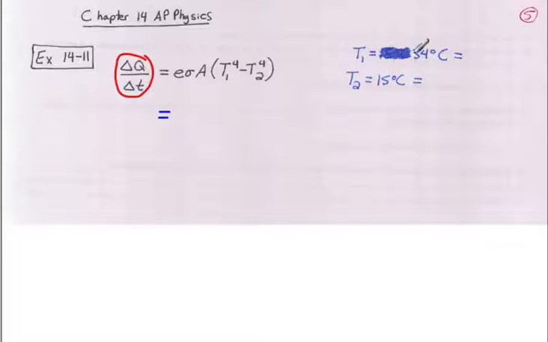Some of the problems we did before had Celsius, and we left them in Celsius when we were working with specific heat. These are going to convert to kelvins, which is the SI unit for temperature. So 34 plus 273, what's that going to be? 307 kelvins. And 15 is going to be 288 kelvins.